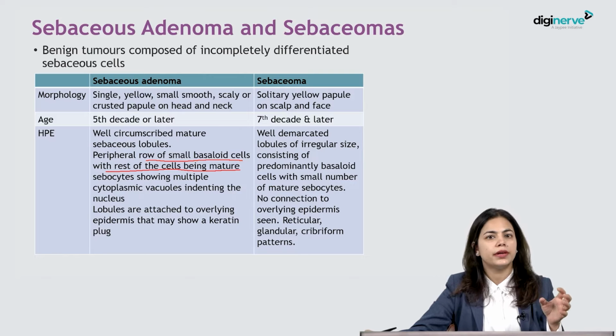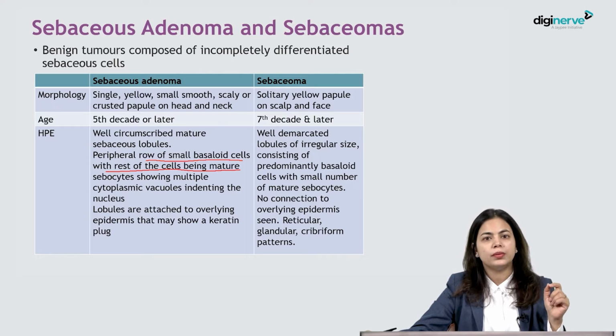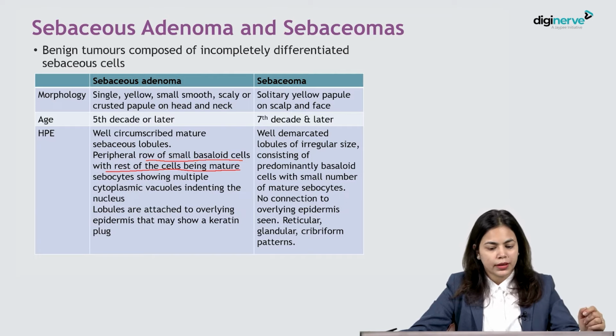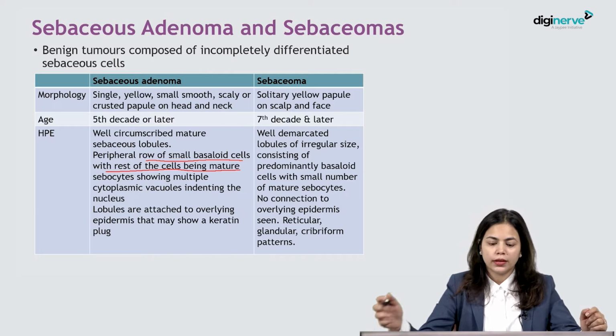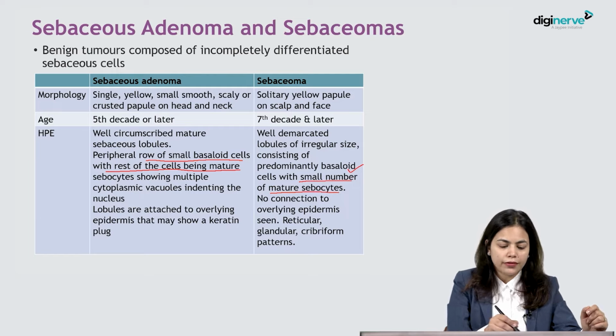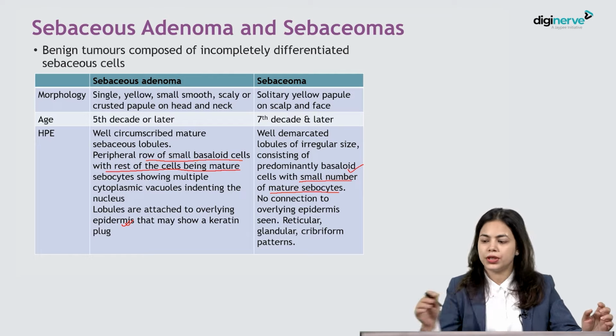Now, how do we identify sebocytes? Sebocytes have multiple cytoplasmic vacuoles which will be indenting the nucleus. So, here the major component is sebocytes and the basaloid cells are only present in the periphery. While in case of a sebaceoma, you will have predominant basaloid cells with a small number of mature sebocytes. Sebaceous adenoma will have a connection with the epidermis, while this connection is missing in case of sebaceoma. So, this is how we differentiate.